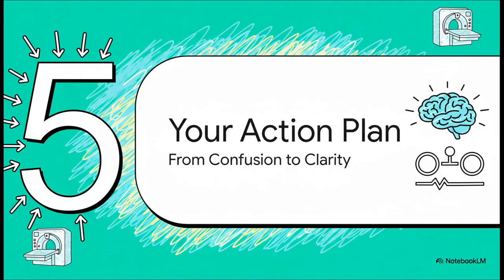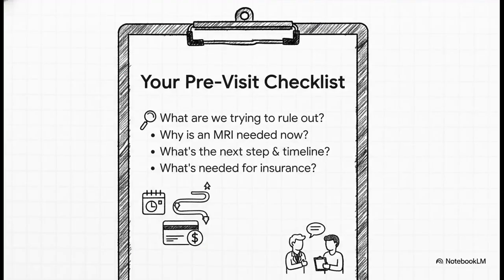All right, let's bring this all together. Let's build your high-signal action plan. This is how you go from feeling totally confused to having real clarity. I want you to take this checklist to your next doctor's appointment. Ask these questions. What are we trying to rule out here? What specific findings on my exam make an MRI necessary right now? If the scan shows X, what's our game plan? And don't forget the practical stuff. What do you need to get this authorized by my insurance? This is how you have a truly productive conversation.